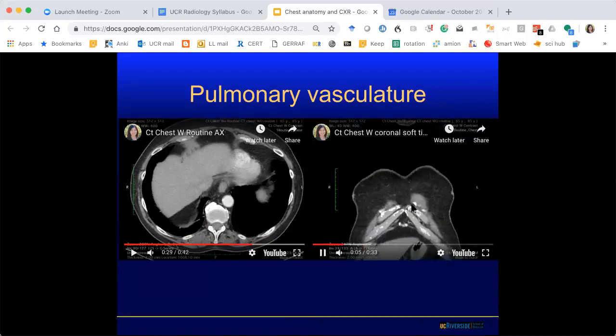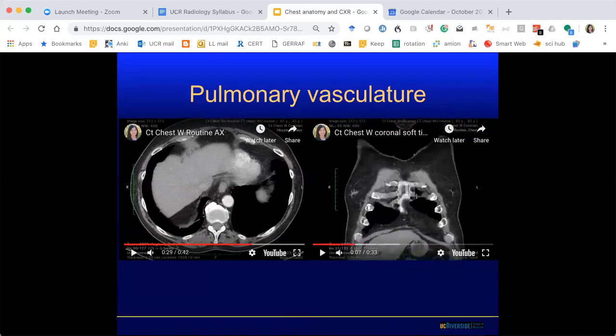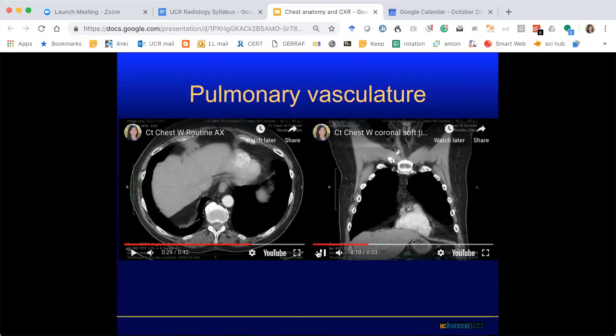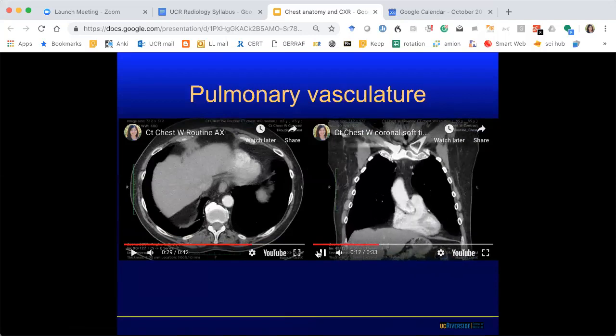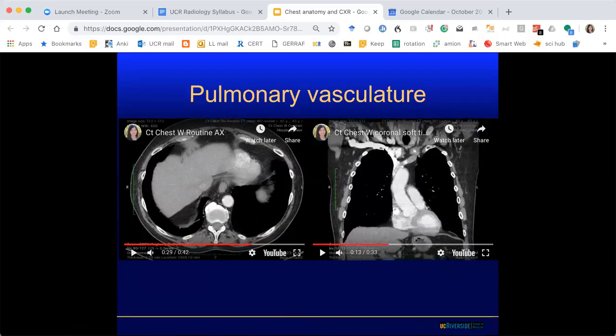What is this vessel here? Right there. It's the internal mammary. Good. And then what is this vein here? Subclavian. This is, yeah, the left brachiocephalic. So it's the subclavian that then becomes, I guess, the brachiocephalic, and then goes into the SVC.